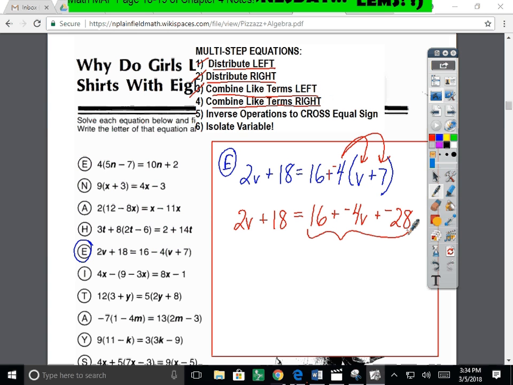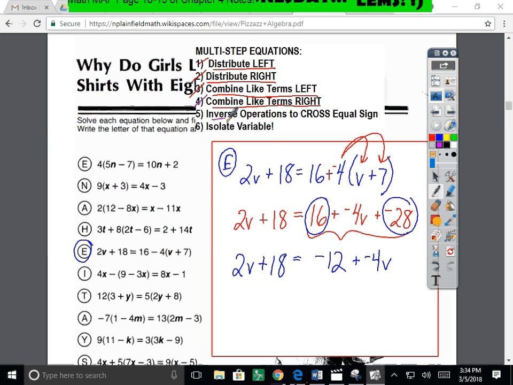Take a look here. I have constants plus a variable term plus constants. Oh, these constants go together. I could combine a positive 16 and a negative 28. And what would you get here? I think a negative 12. Different signs subtract. 28 take away 16 is 12. And it's going to be negative. More negatives result in a more negative answer. So again, simplifying, I'm just combining the like terms on the right, and everything on the left stayed the same. There was nothing I could do there to simplify. Great. Check off number 4.